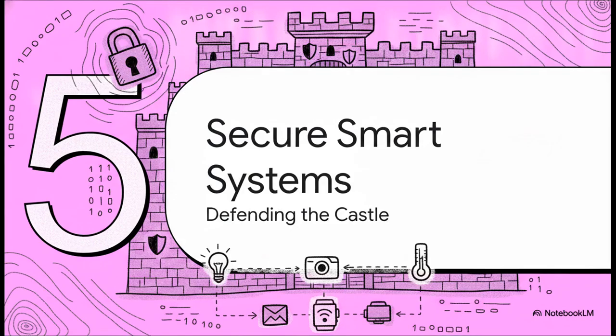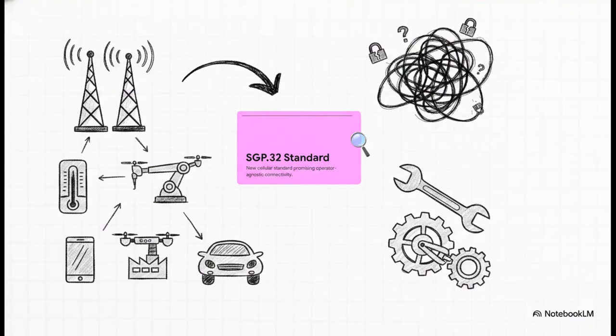Okay, part 5, building secure smart systems. Let's talk about how we actually defend the castle. So we're seeing some major shifts in how devices connect globally. Take the new SGP32 cellular standard, for example. On paper, it's great. It promises operator-agnostic connectivity, meaning more freedom.